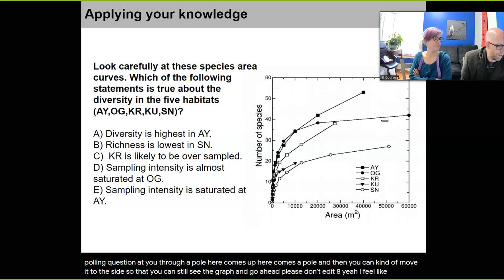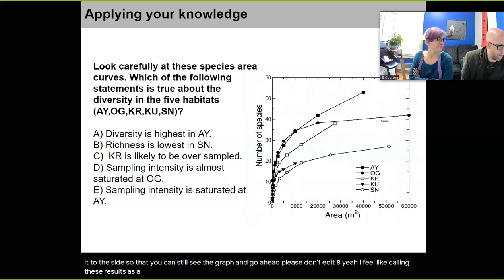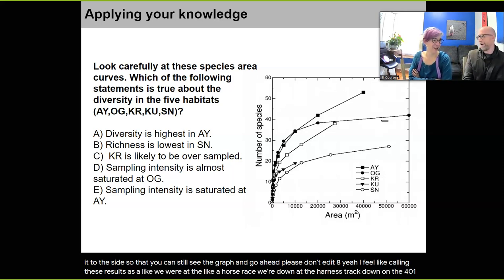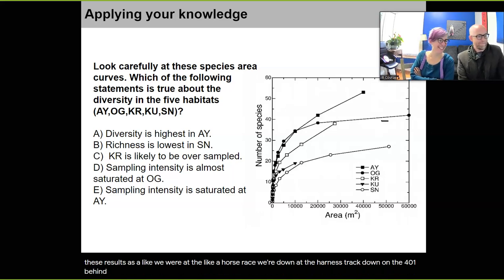I feel like calling these results is like we were at a horse race, like we were down at the harness track. Oh, bees pulling up from behind. We've got OG coming around the curtain.